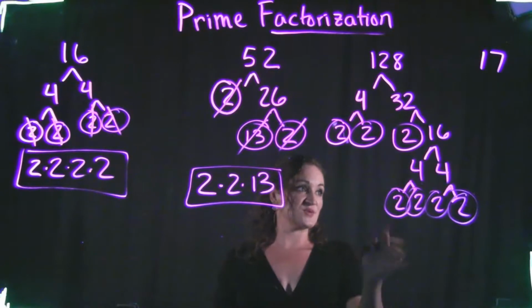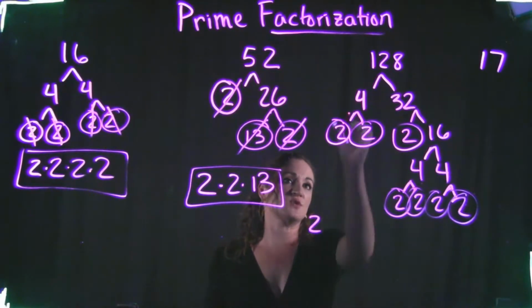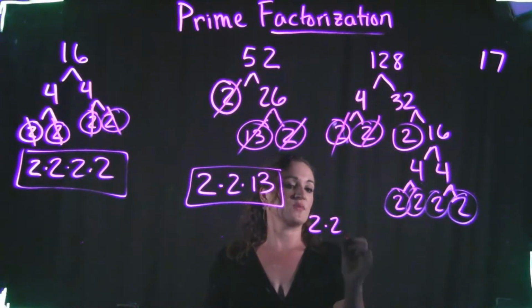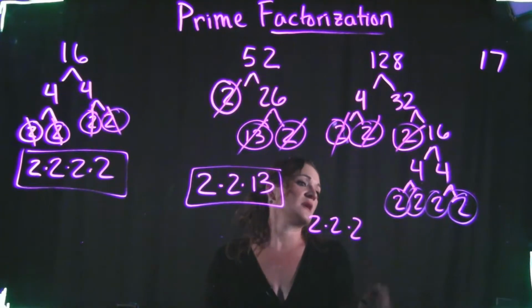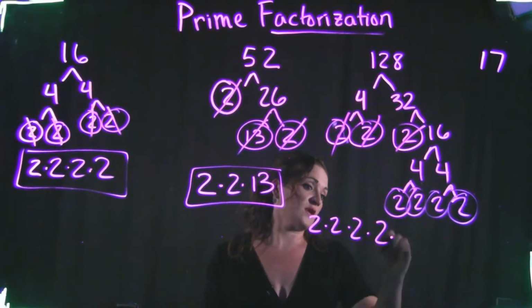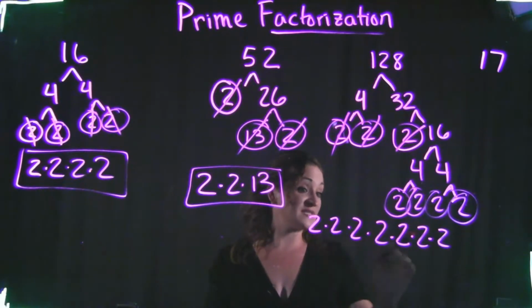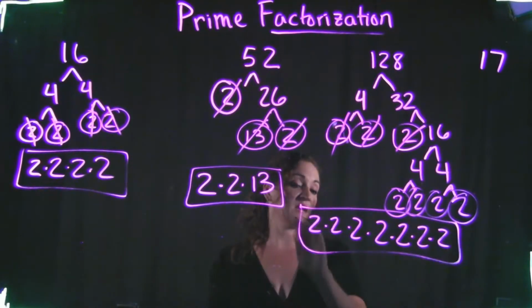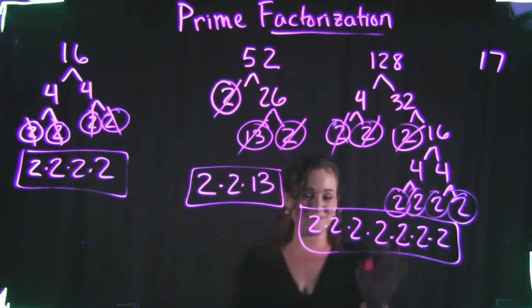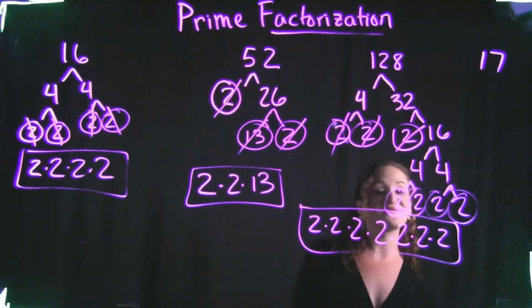So my prime factorization for this one, well, let's see, is a 2 times a 2 times a 2. And then I have 4 more over here, so 1, 2, 3, 4, to give me a grand total of 7 2's here. 2 times 2 times 2 times 2 times 2 times 2 times 2 is my prime factorization for this particular problem.